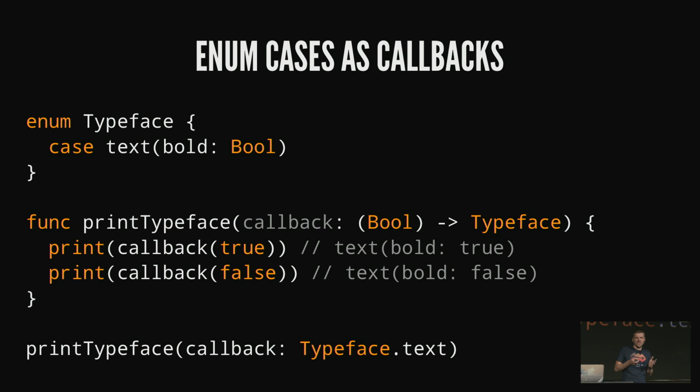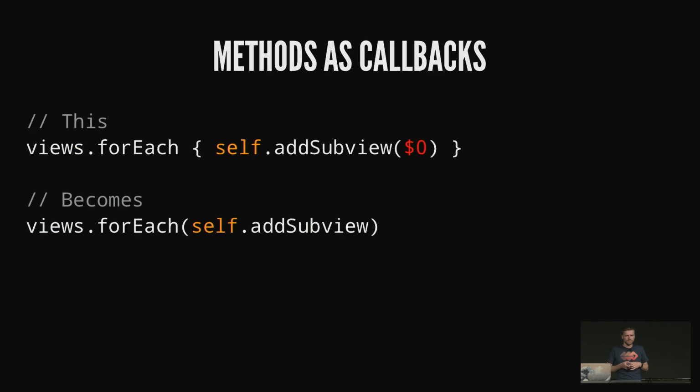It's not immediately obvious why this would be useful, but a slightly more useful case is when you're dealing with something like a method instead. So here's an example with a method where I've got a for each, and I'm passing it a closure to add a subview. Again, sorry about the views thing. I'm basically an iOS developer at heart. But you can simplify this. You can just pass the add subview function directly, which saves you some typing, which is always good, right?